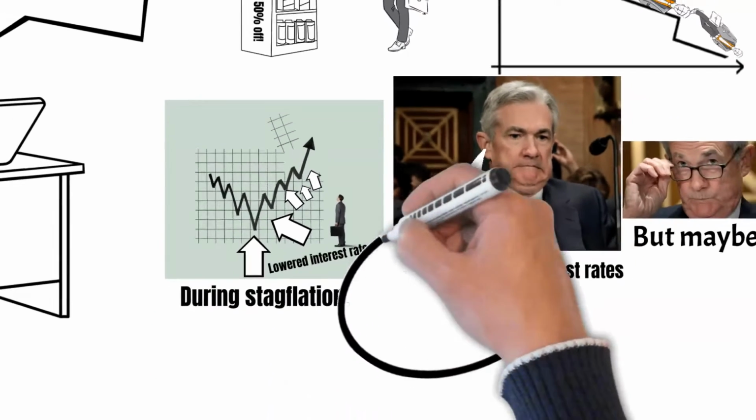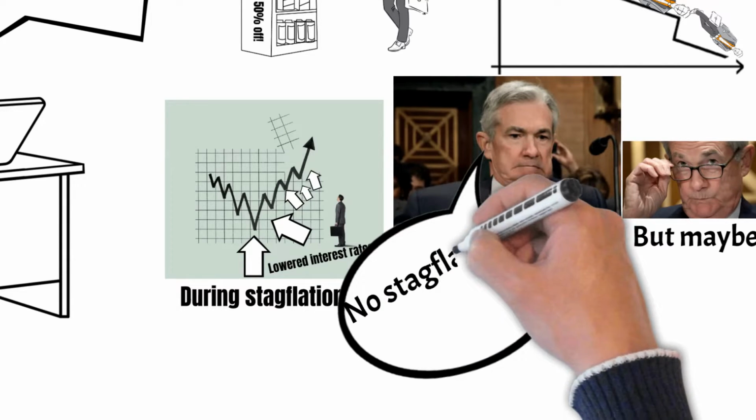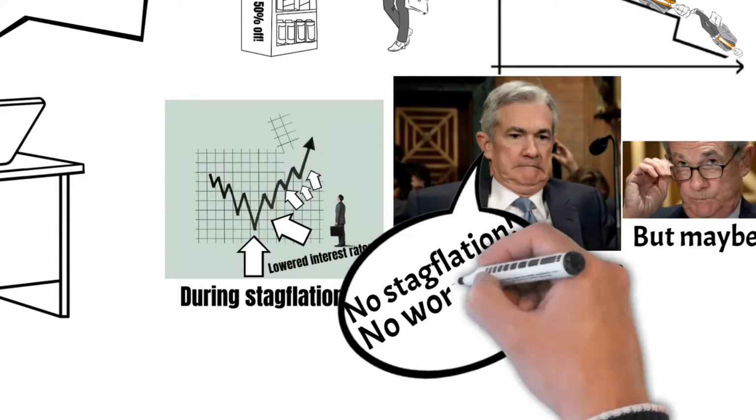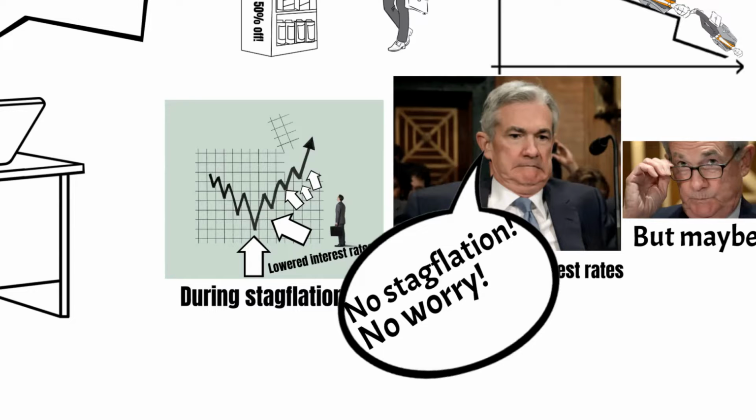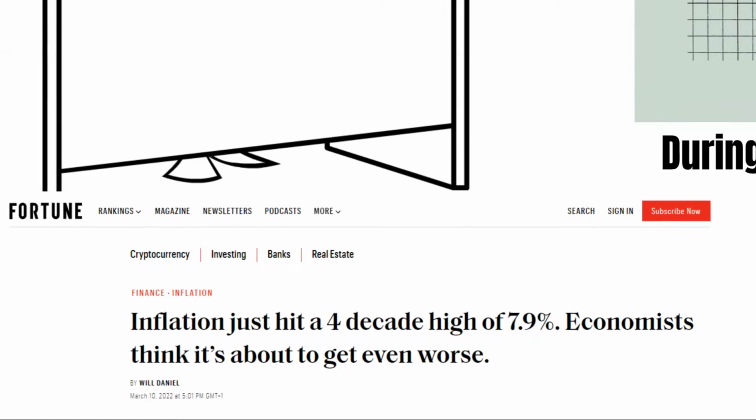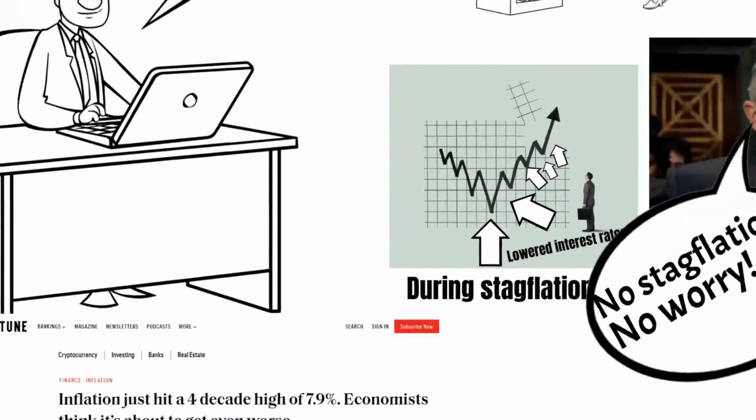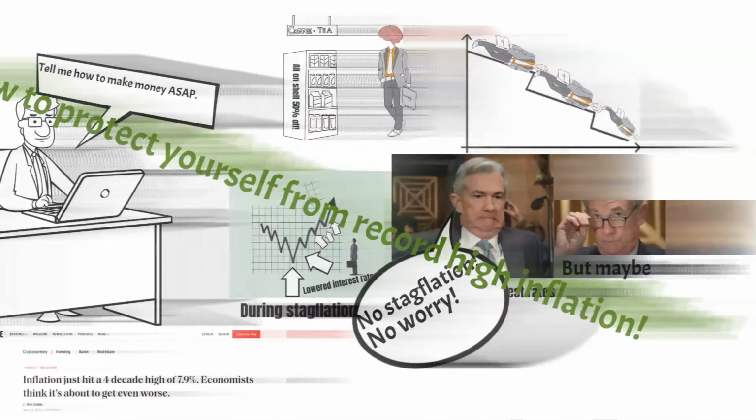To be clear, the current state of the economy does not show any indications that we are currently in stagflation. What is 100% certain though is that we have a record high inflation, the likes of which we have not seen since 1982. So how do you weather your investments for inflation?